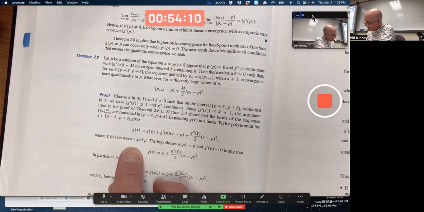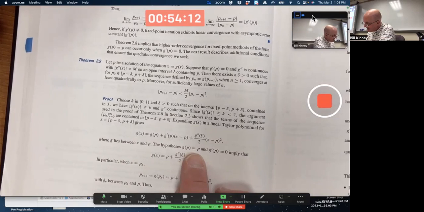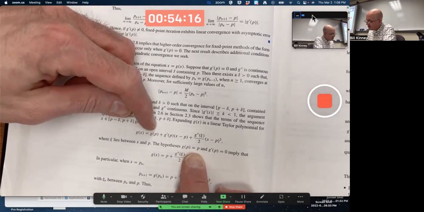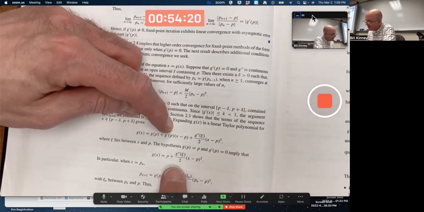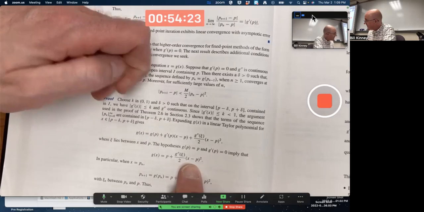What are we assuming? Can this be simplified? Yeah, we're assuming P is a fixed point of G, so G of P is P. I can replace G of P with P, like that. And G prime of P is 0. I can get rid of that linear term, so I just get a simpler equation here.